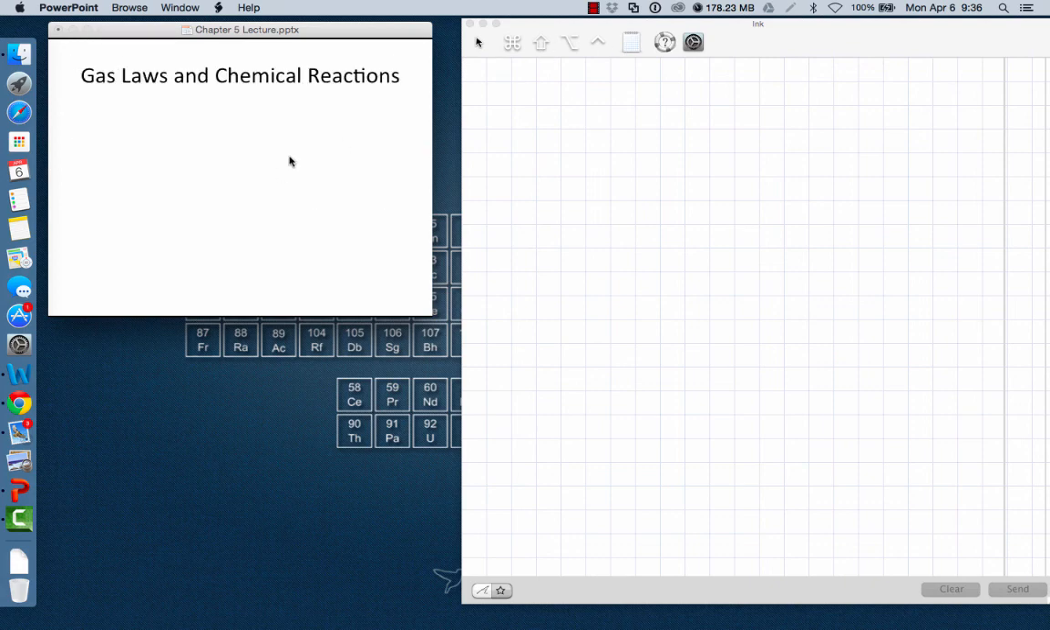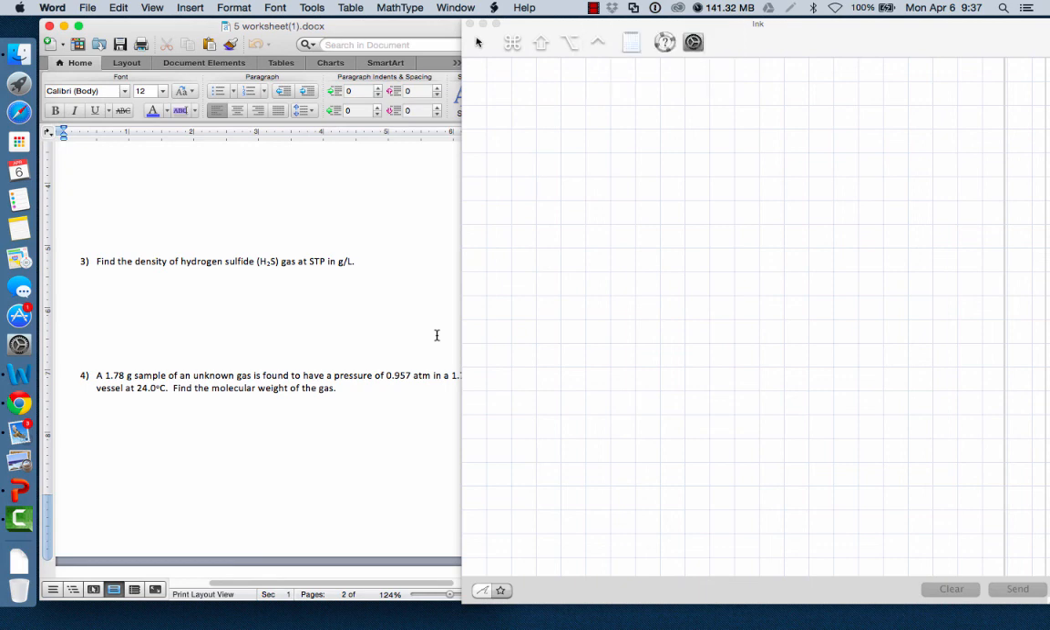Let's see if we have another practice problem here. All right, so here's a practice problem. Find the density of hydrogen sulfide gas at STP in grams per liter. Okay, so there's two ways to do this, but we're going to do the way that we just went over first. We're going to say density equals molar mass times the pressure over RT.